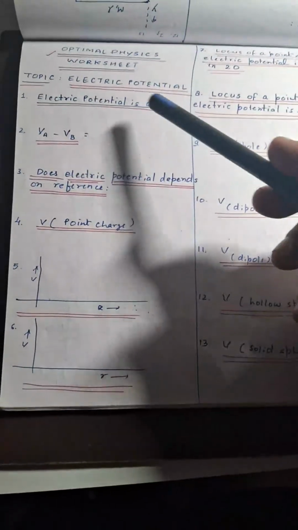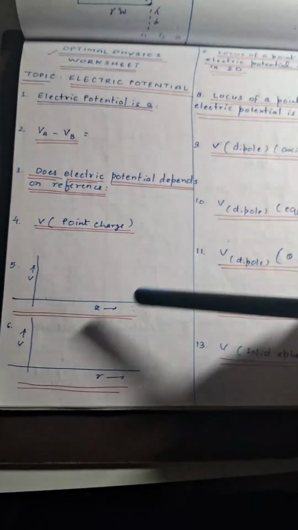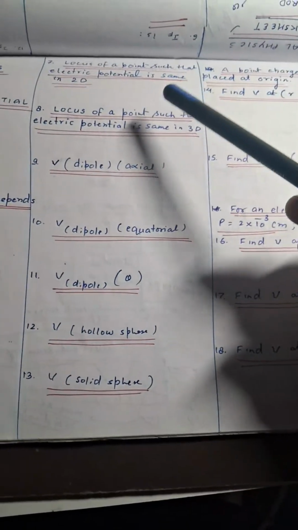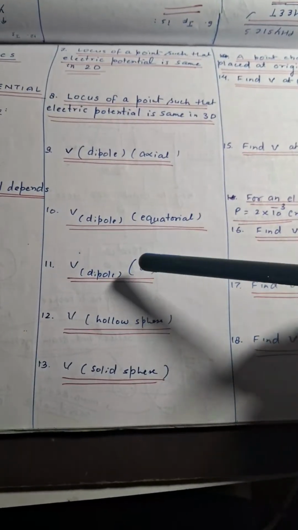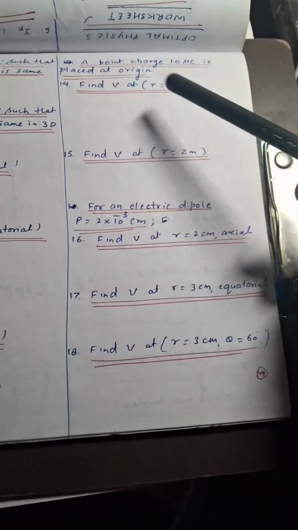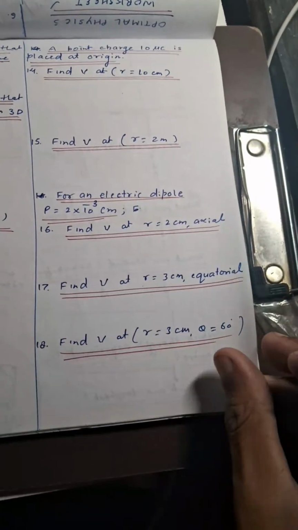Then we have another worksheet on electric potential, various questions related to electric potential, graph based questions. Then another question for potential due to a dipole, at the equatorial position, at an angular position, hollow sphere, solid sphere. Then due to a point charge, numerical based on calculation of potential due to a point charge. Various cases are discussed over here.